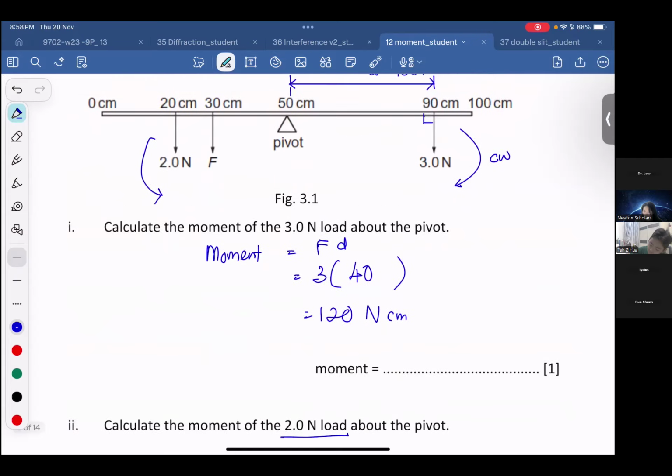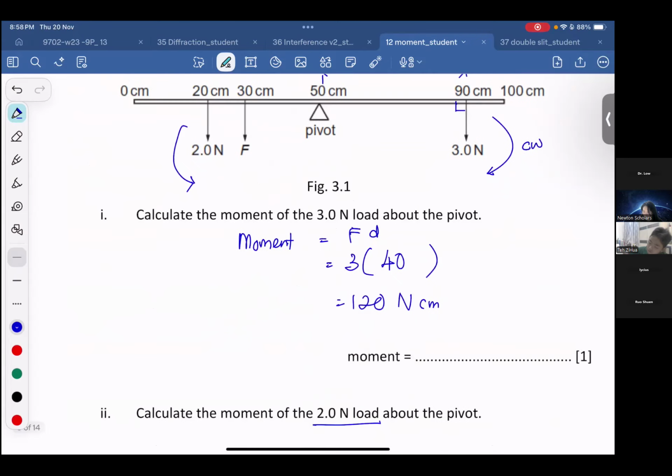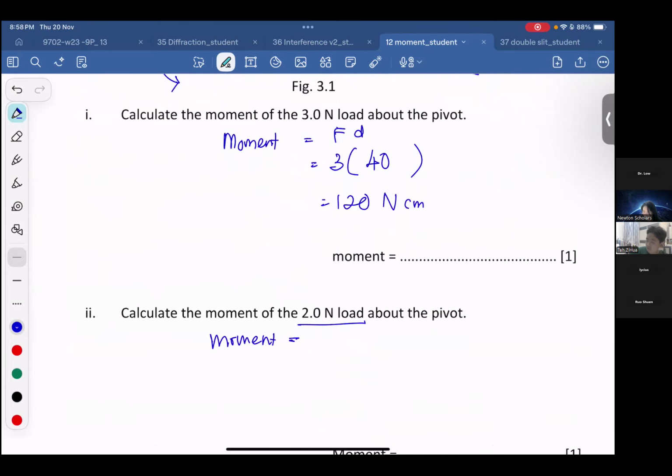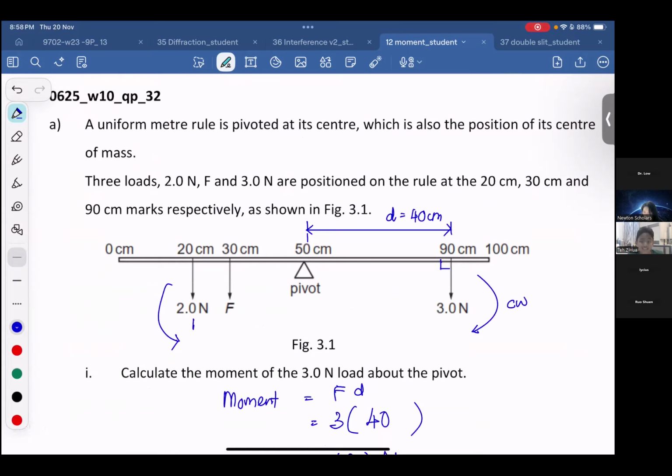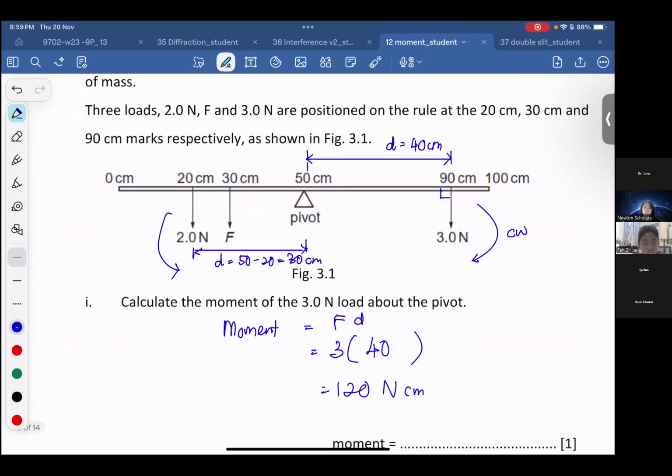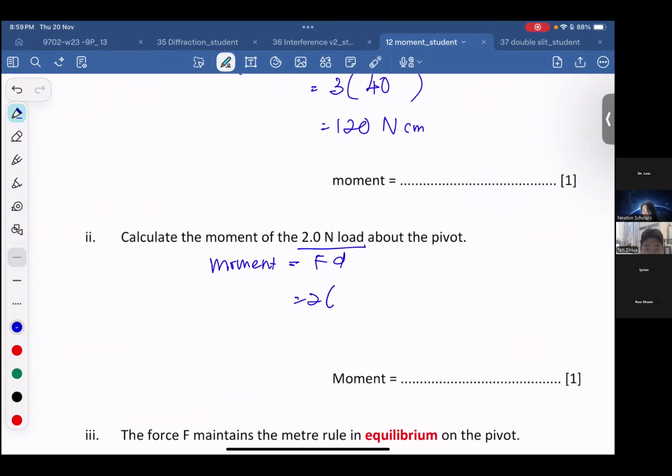Okay, the moment is force times distance. 2 Newton is the force. Where is the distance? From the force until the pivot, from the 2 Newton until the pivot here. So what is this distance? This distance should be 50 minus 20, so you get 30 cm. The distance in between is 30 cm, so you should times 30 cm. So it's 60.